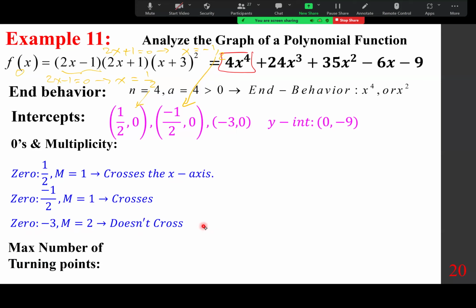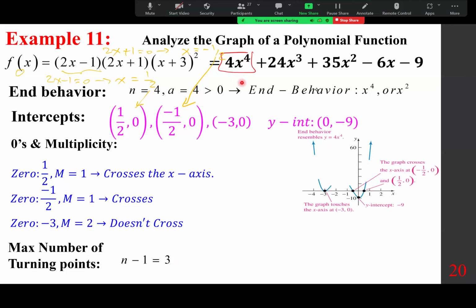So put the maximum number of turning points. N is 4. So it has to have a maximum of 4 minus 1, because it's n minus 1. 3 turning points maximum. So if we put this together, here's the end behavior from the beginning. Here are the 3 x-intercepts. Here's the y-intercept. And it will look like that.